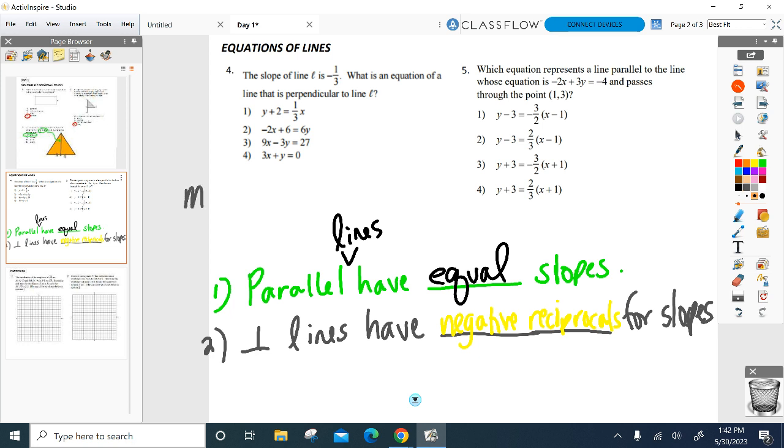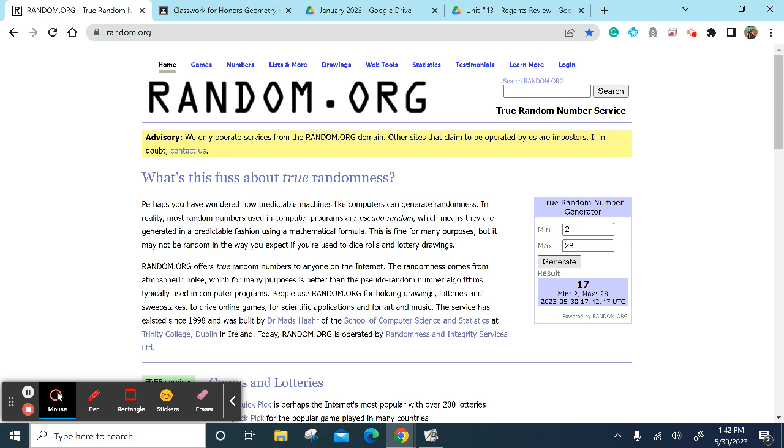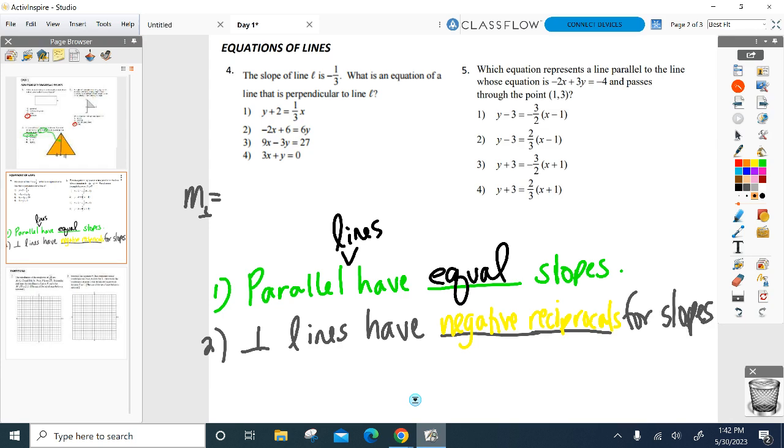All right, so I got a slope of negative 1/3. What slope am I looking for now that's perpendicular to it? What number am I looking for? 17? The negative reciprocal of negative 1/3. Positive 3.